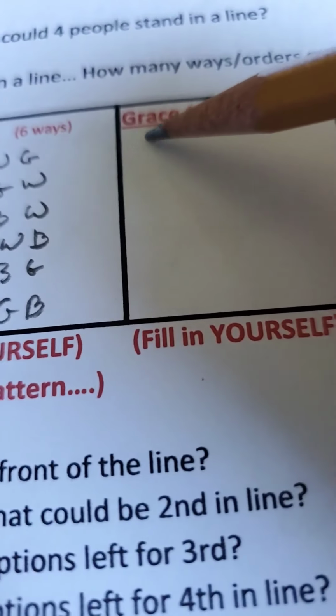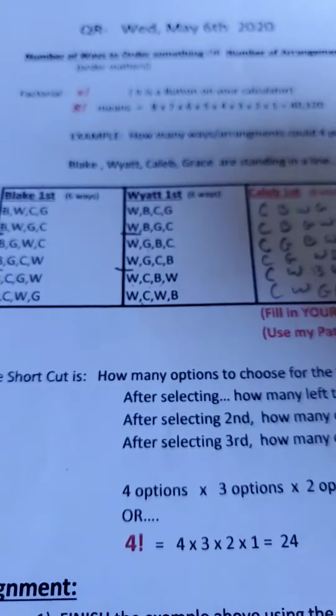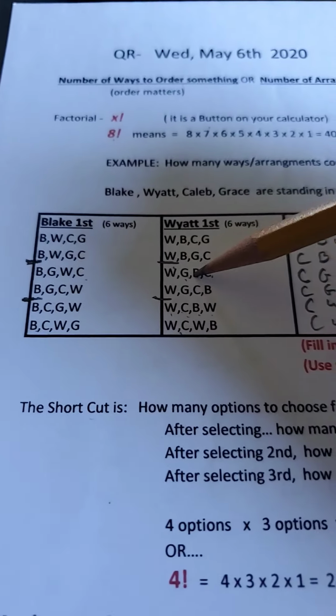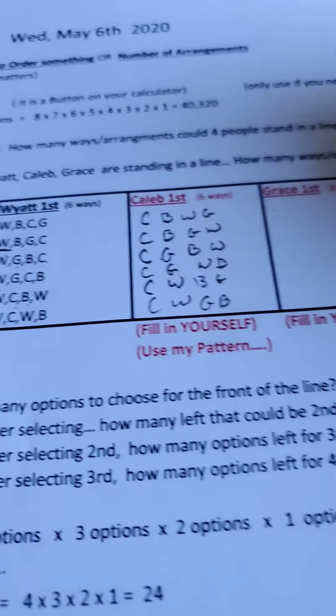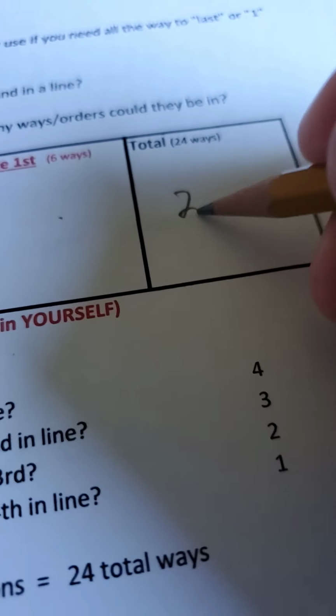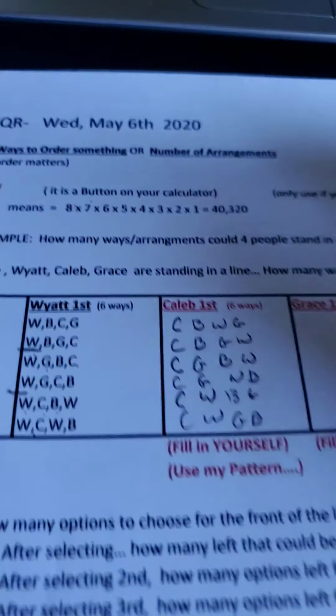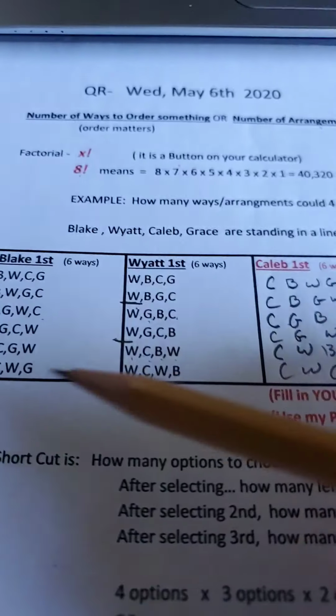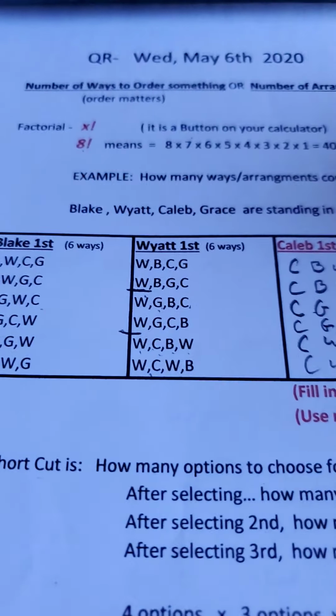I'm going to have you finish it with Grace. But as you can see, we've got 6 ways here, 6 ways here, 6 ways here, 6 ways here. That is a total of 24 ways. You would not want to do that every time. There is a shortcut. Okay?